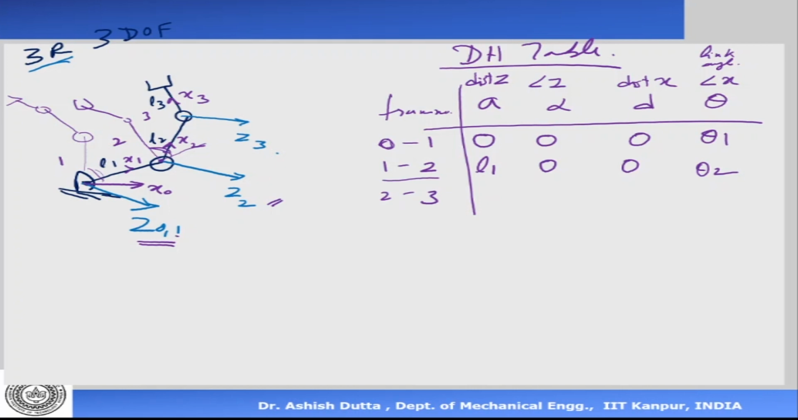Now what is the relation between frame 2 and frame 3? Again, the A is the distance between the z-axis, which is L2. Alpha is the angle between the z-axis. They are parallel, so there's no angle. What is the distance between the x? Now x2 and x3 are intersecting at the point, origin of frame 3. They're intersecting, so there's no distance. And when link 3 moves, what happens is it goes this side or it goes this side. So what happens? This angle changes, and that is my theta 3. Okay. So this is what gives us the DH parameter table for this manipulator.